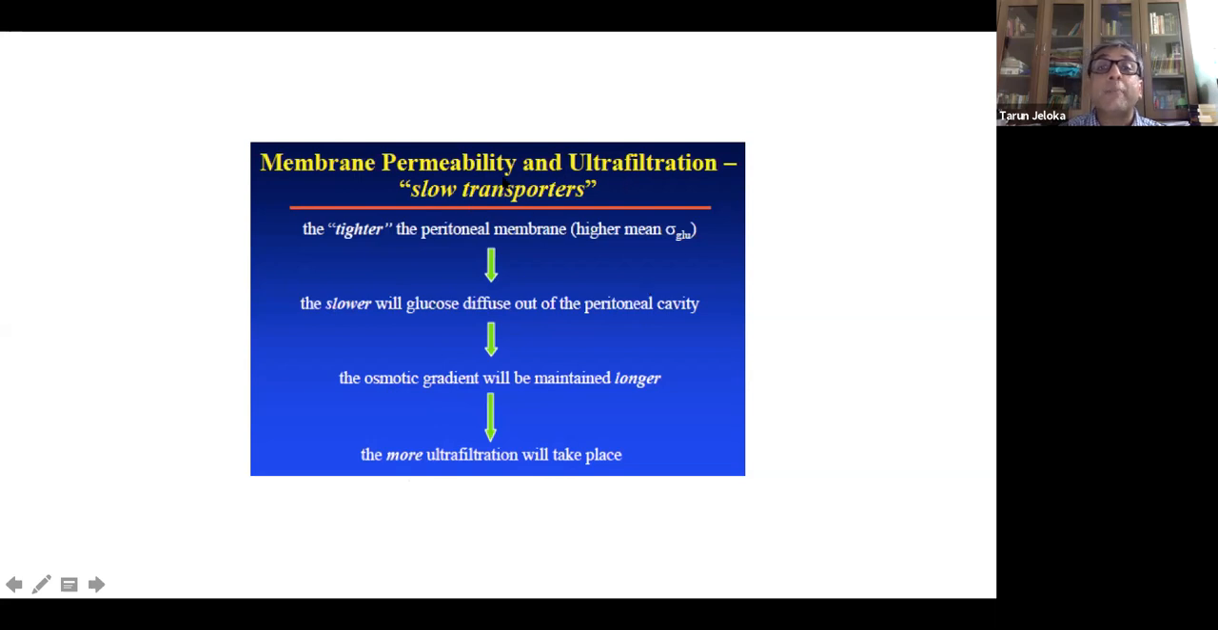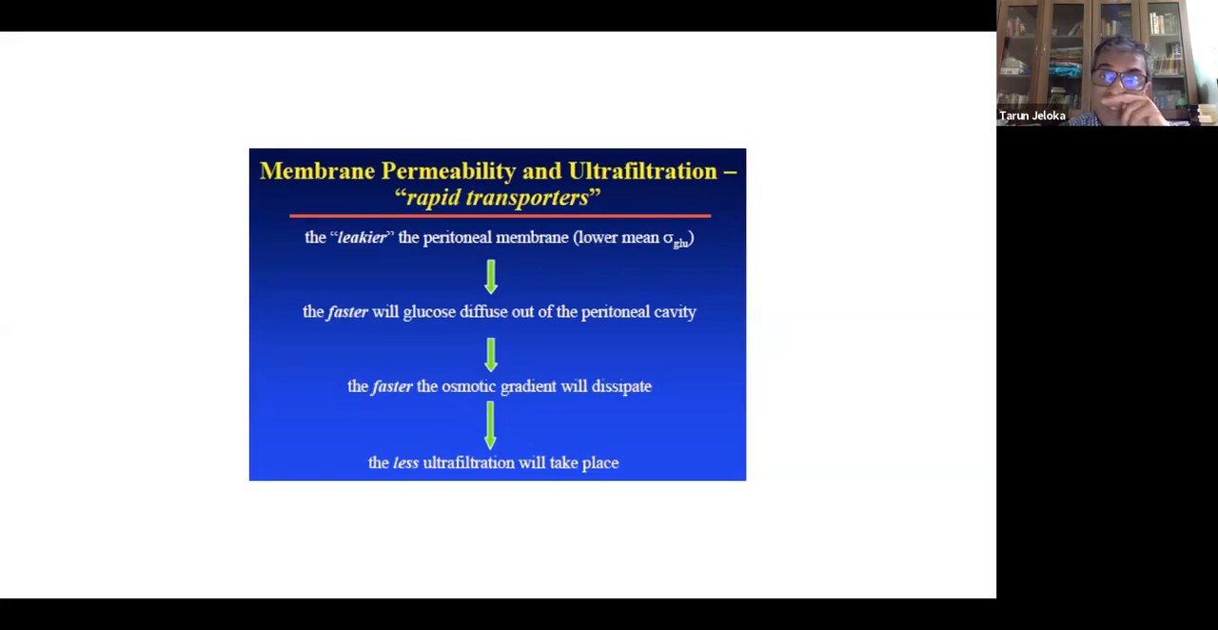Okay, and this happens with slow transporters, right? Those who are slow transporters have higher reflection coefficient and tighter membrane. On the contrary, those who are rapid transporters have loose membranes, which allows the dissipation of glucose very fast, takes away the gradient, and that's why the ultrafiltration is lower, and that is why these are called rapid transporters.